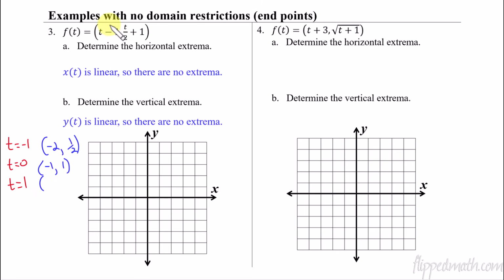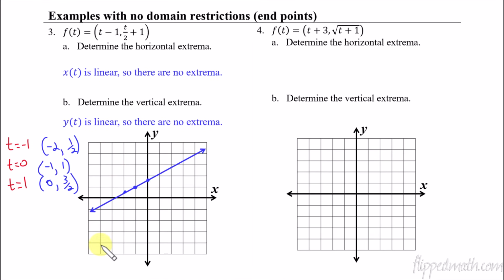But then let's just do this one too. 1 minus 1 is 0. And then plug in the 1 there. 1/2 plus 1 is going to be 3/2 or 1.5. So that's plugging points in. -1, 1, 0, 1.5. So then you can see here, that's what the line's going to look like. And it's got arrows on both ends of it. Okay, next one. Horizontal extrema for this one.